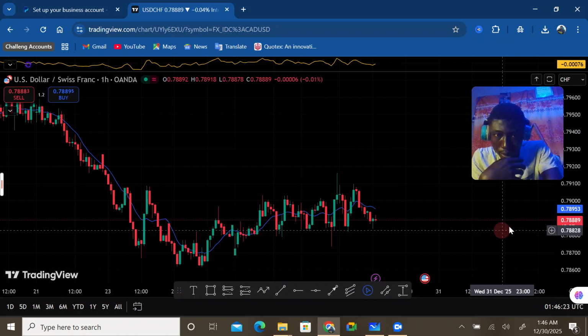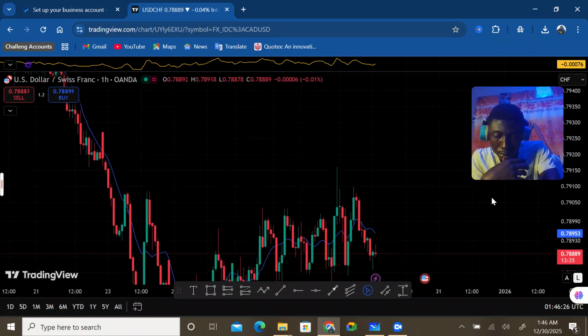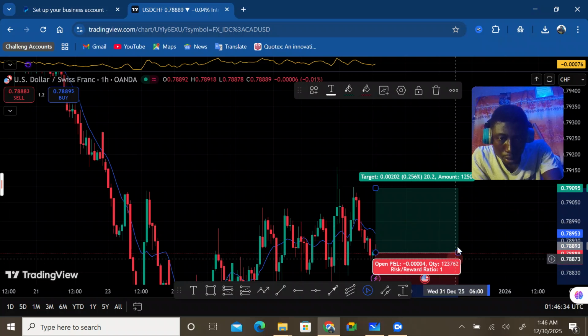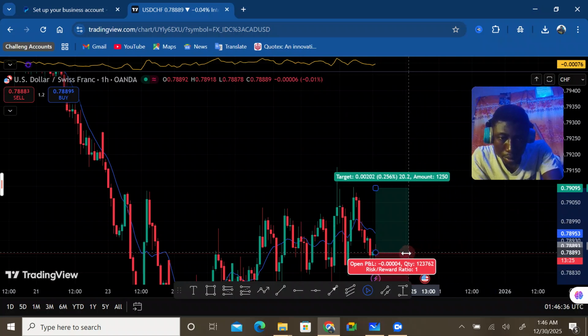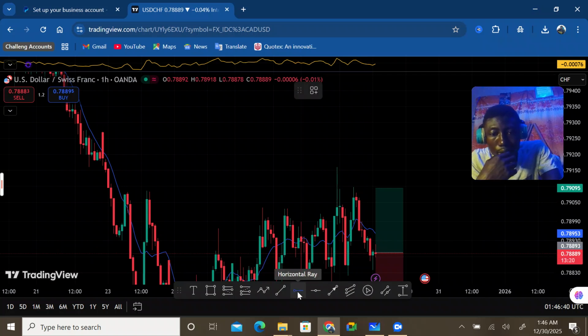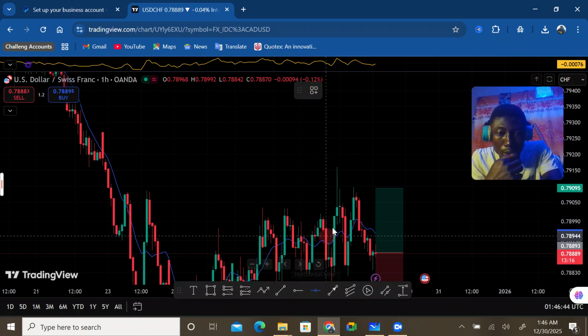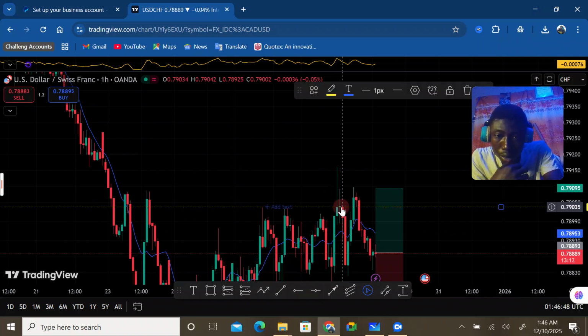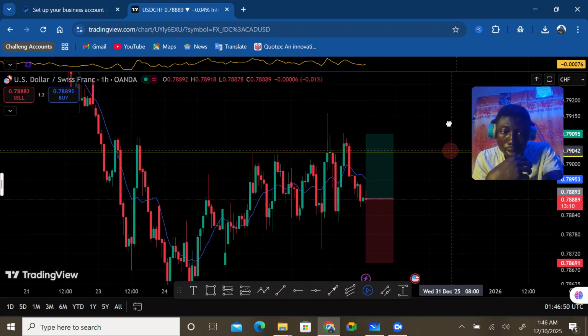Something like this, I can place it over here. You have the sell, the short position, and the long position. So I'm going for long on this trade. The way for you to understand very well, the horizontal line is good. The horizontal line will show you that. Let me use the horizontal line to show you this.